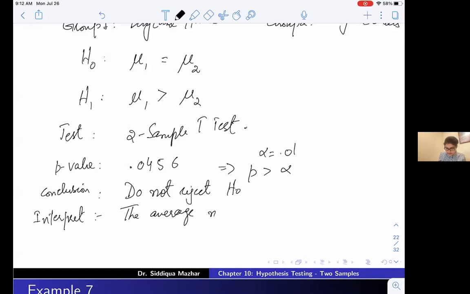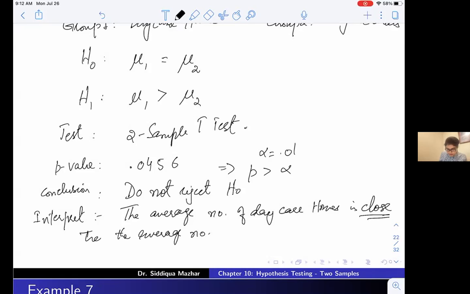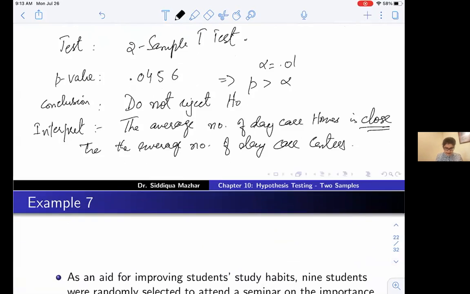So the average number of daycare homes is close to the average number of daycare centers. So this is my interpretation.